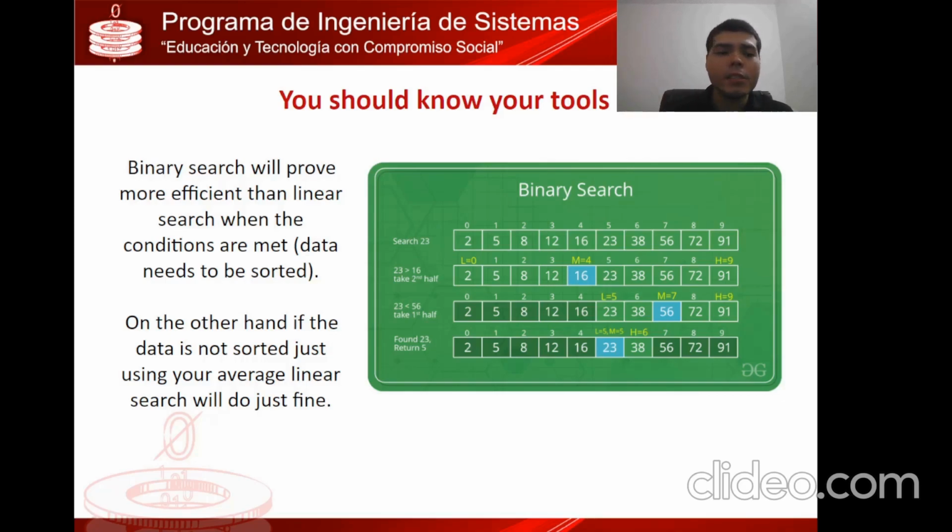Some real life applications for this can be optimization, finance for risk assessment, fraud detection, frequent trading, and games. If you want good performance in your game, eventually you will have to resort to more efficient ways to code. In the little graphic, you can see that binary search will prove more efficient than a linear search when the conditions are met. That condition is that the data needs to be sorted. On the other hand, if the data is not sorted, then just use your average linear search algorithm and it will be just fine.